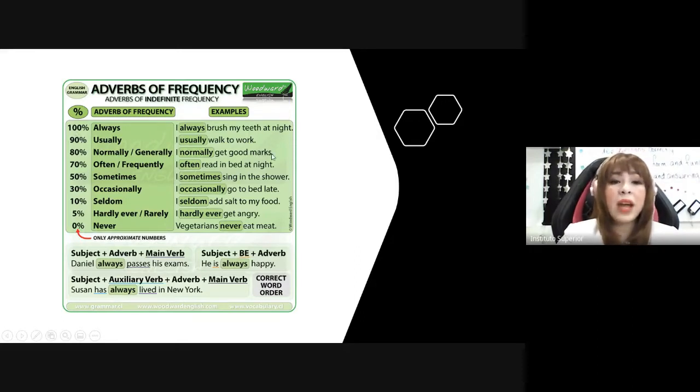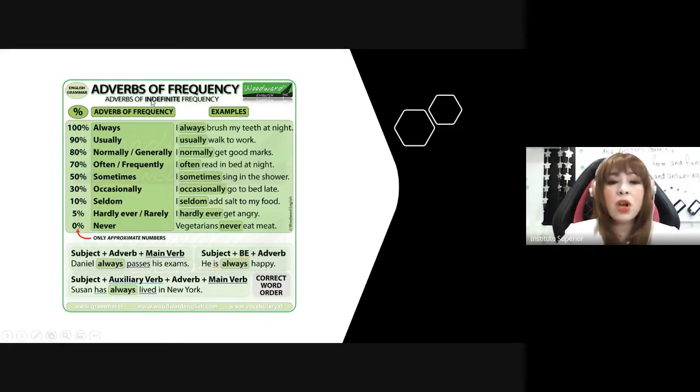So we have here an example using the frequency adverb always. I always brush my teeth at night. Using usually: I usually walk to work. Normally: I normally get good marks. Often: I often read in bed at night. I sometimes sing in the shower. Occasionally: I occasionally go to bed late. Seldom: I seldom add salt to my food. Hardly ever: I hardly ever get angry. Never: Vegetarians never eat meat.